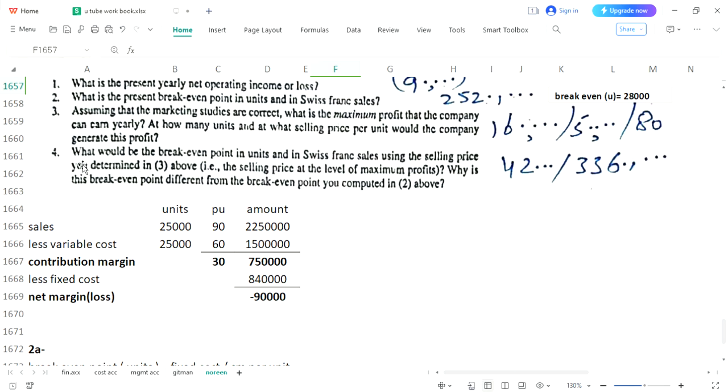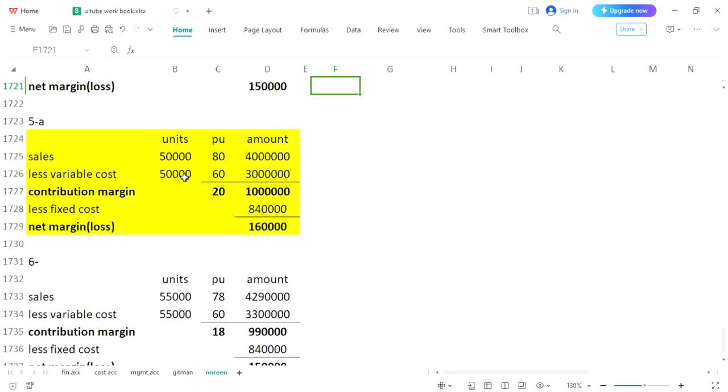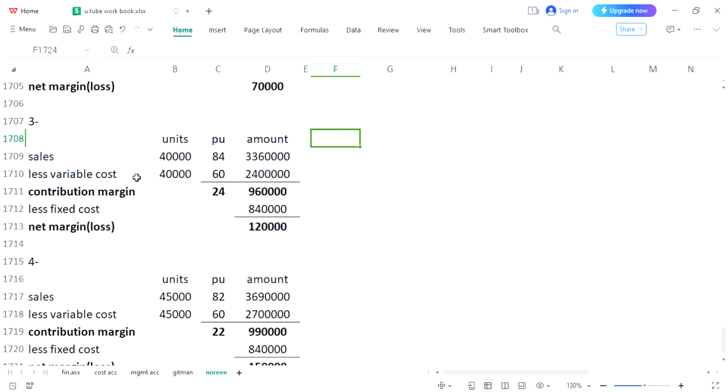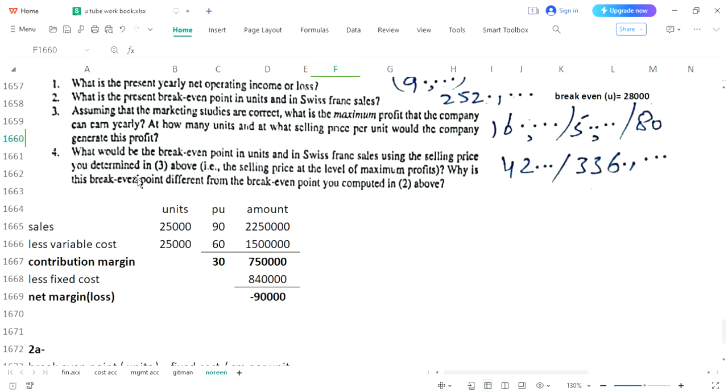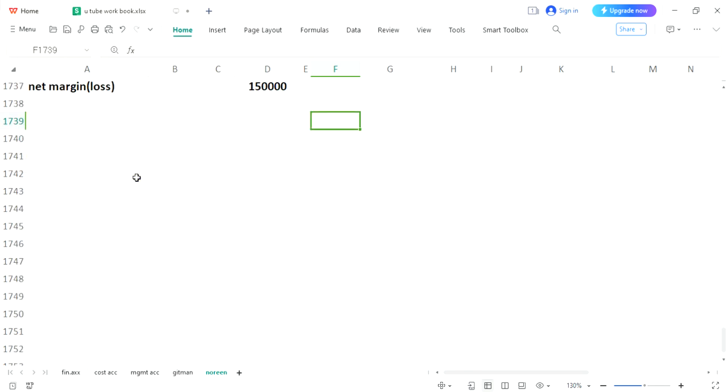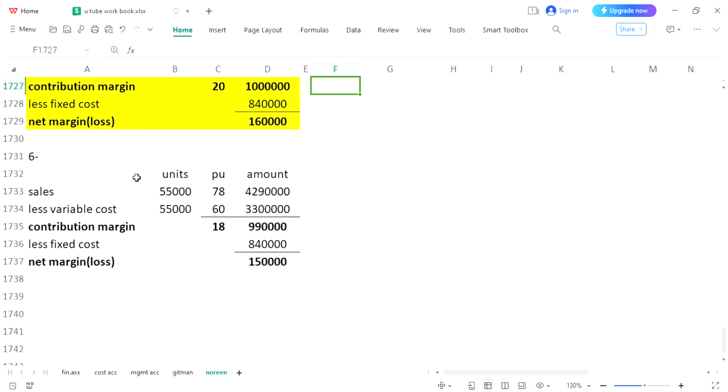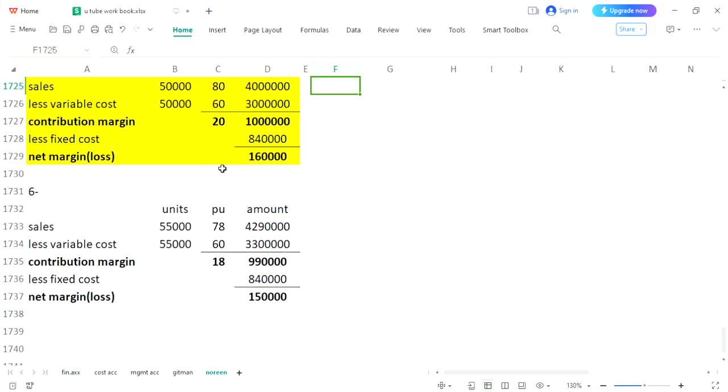Let's see what the fourth point is saying. What would be the break even point in units and sales using the selling price in the third? So finally we will be focusing upon this, and we will calculate the break even point. This needs to be referenced, so we can calculate the break even point over here.